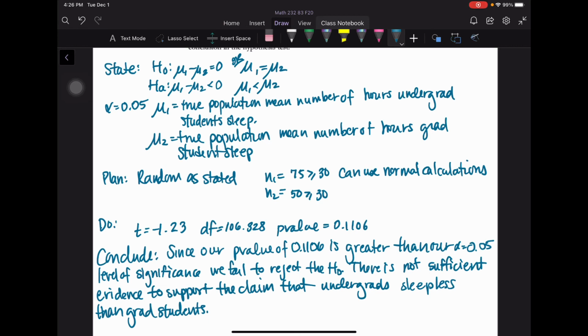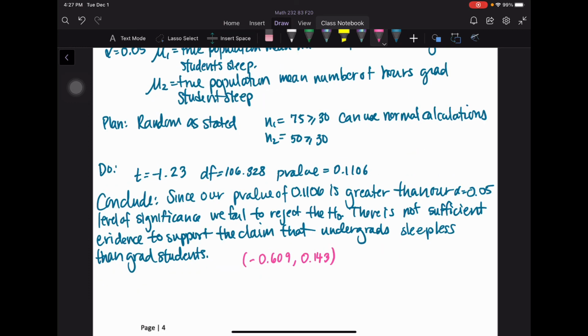The t that we get is negative 1.23, which is not outside of 2 standard deviations. This means that our p-value is not small. It's about 11%. So we're going to conclude that our p-value of 0.1106 is greater than our alpha equals 0.05 level of significance, which means we fail to reject the null because there is not evidence to support the claim that undergrads sleep less than graduate students.